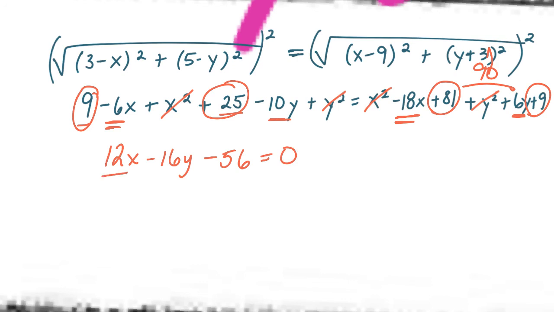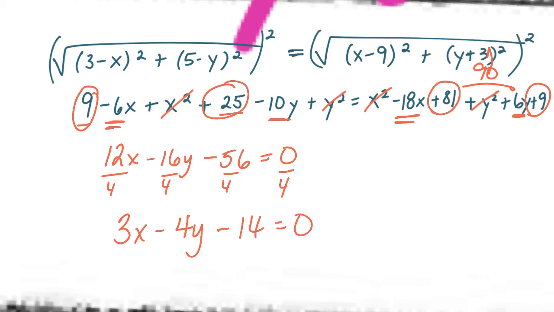So all of this can divide by 4. And the reason we could do that is that 0 is not affected. So we get 3x minus 4y minus 14 equals 0. And this is going to give us an equation for the line. Remember, this is a linear equation for the perpendicular bisector.